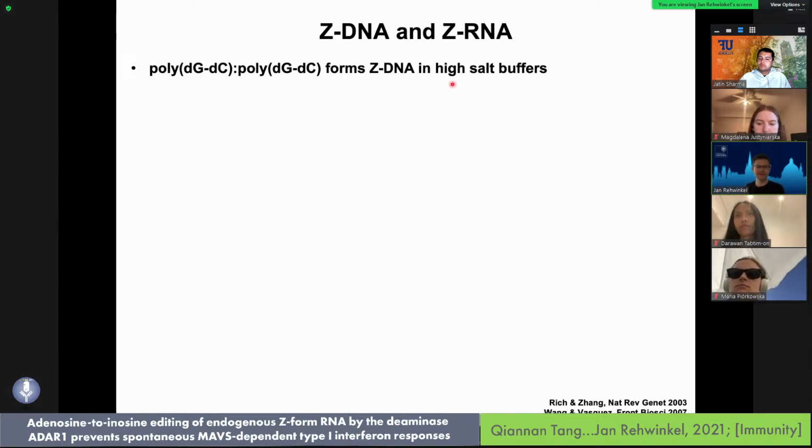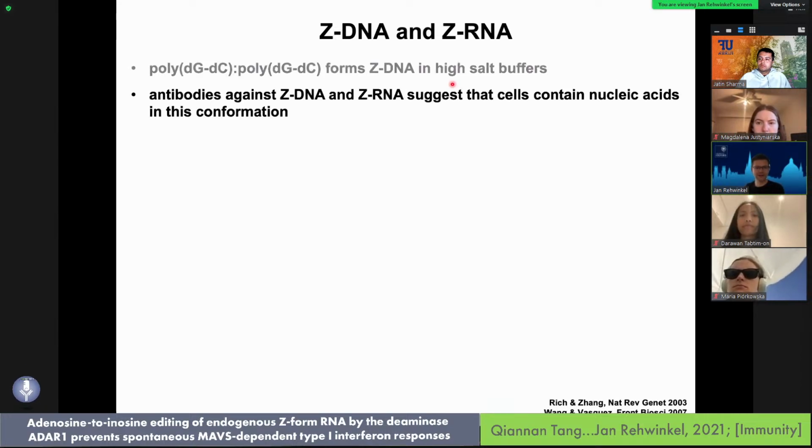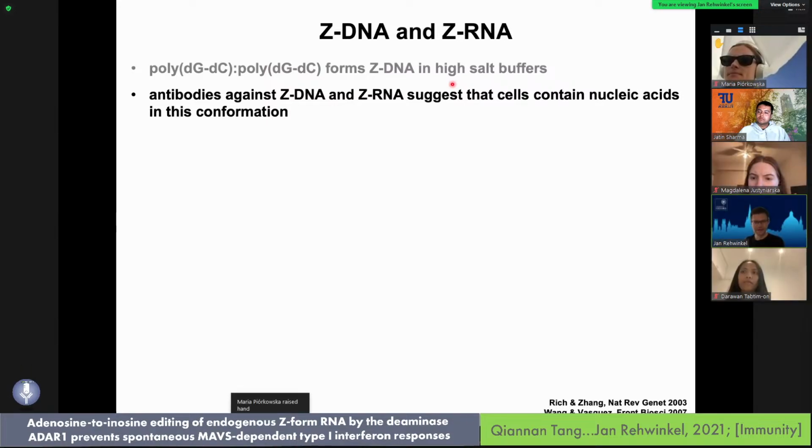In addition, there are other chemical tricks that allow the stabilization of this form of nucleic acid. And that in turn, again, a long time ago, allowed people to raise antibodies against both zDNA and zRNA. And these antibodies were quite informative in that using them for immunofluorescence suggested that cells contain nucleic acids in this conformation. So these anti-zDNA antibodies mostly stay in the cell nucleus, and the zRNA antibodies stay in basically all of the cells. So potentially these nucleic acids exist, or at least there's some nucleic acid that can be stabilized in this conformation through binding to these antibodies.